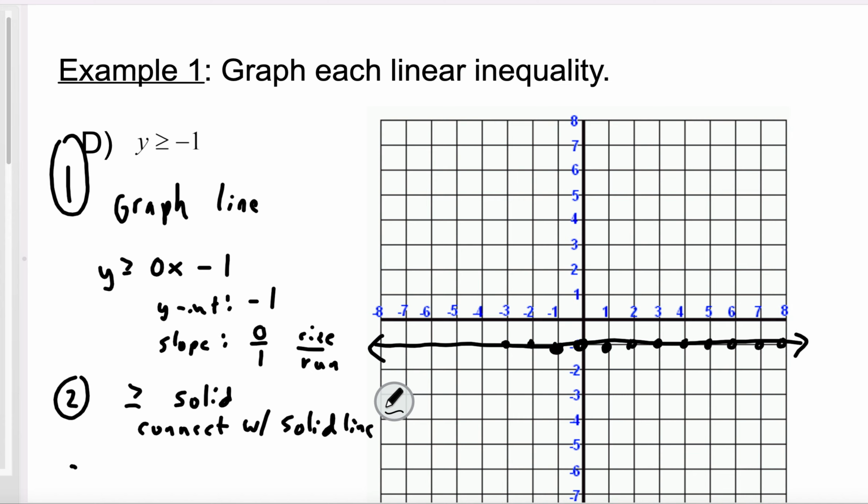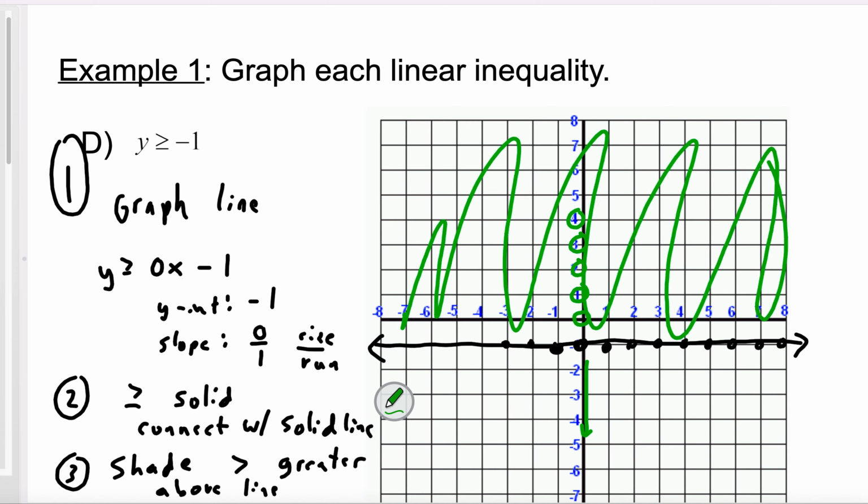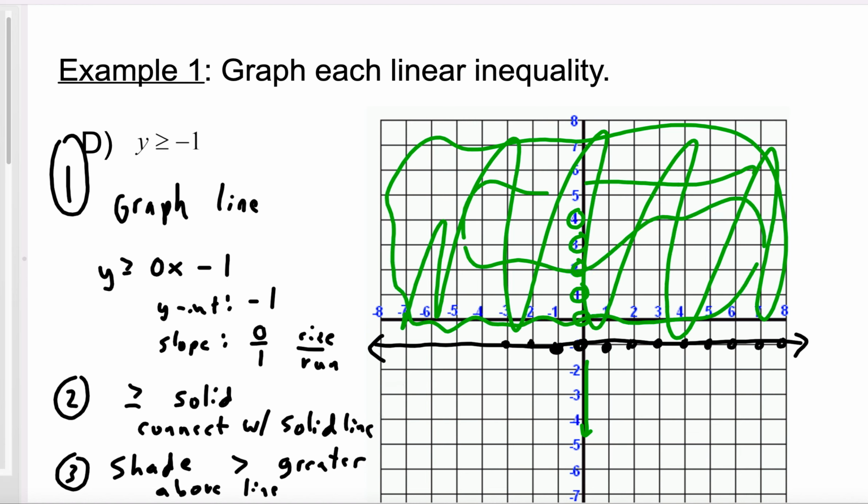All right, and then the third step here, we have to shade. And we have to shade where it's greater than. A lot of people think above the line. Where is above the line? Where the y values are getting larger. So where are the y values getting larger? Well, this is 0, 1, 2, 3, 4. Those are getting larger. These are getting smaller down here. We don't want to shade on that side. We want to shade above the line. So that means everything in this portion in here. That whole thing gets shaded in.